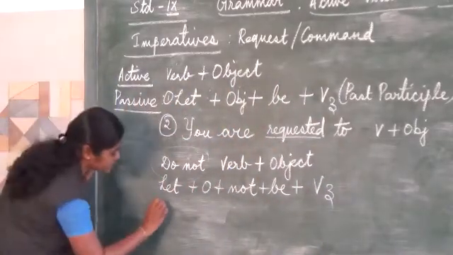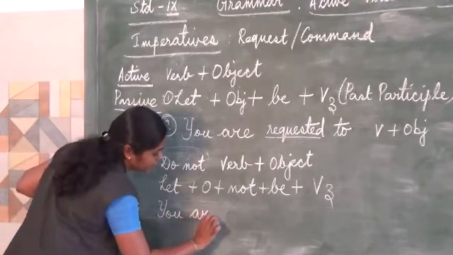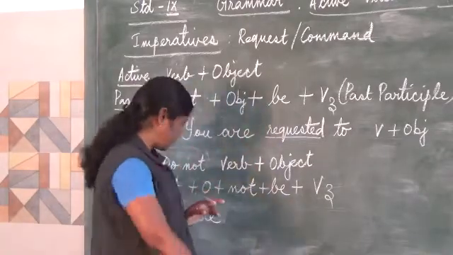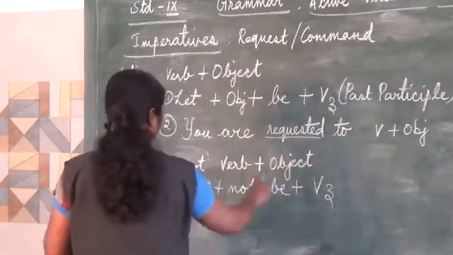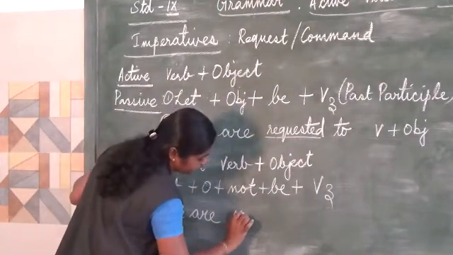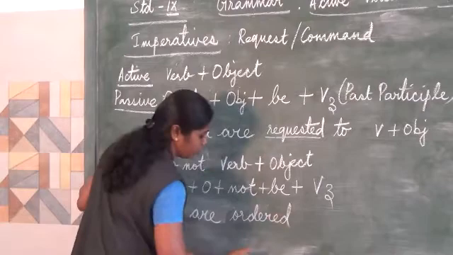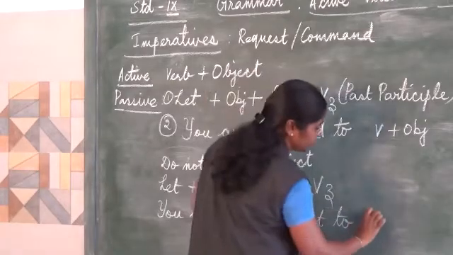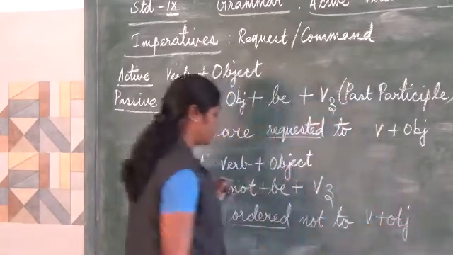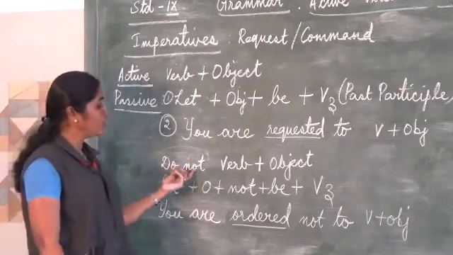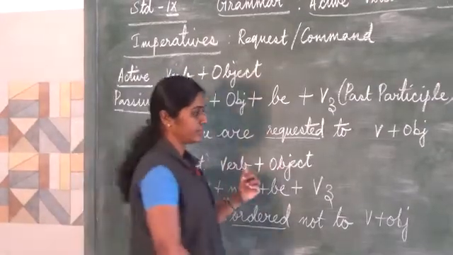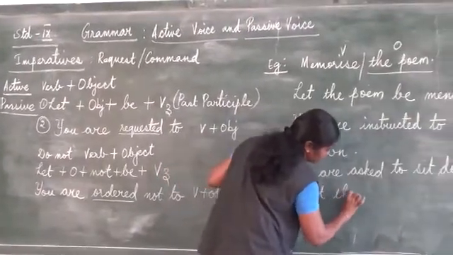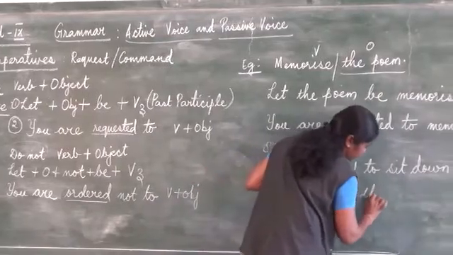Same with the second method. You are, whatever verb you have to write. For example, I am repeating the word requested, or ordered, ordered not to. Then whatever is given in the question, verb plus object, you can write it as it is. For example, do not throw the ball. Okay, that is an example. Do not throw the ball.